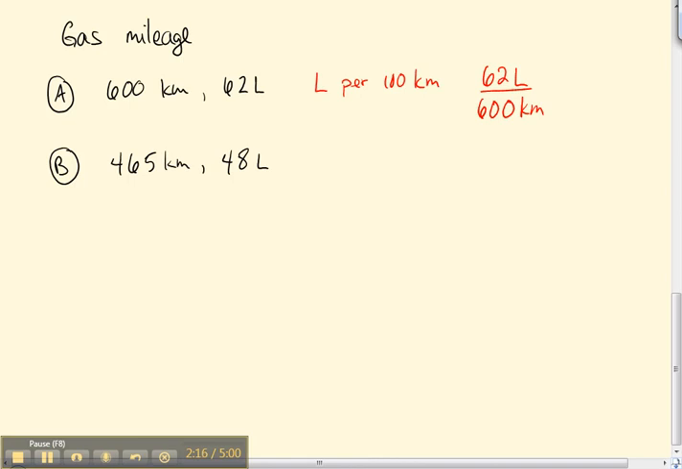Okay, so the gas mileage is 62 liters per 600 kilometers, right? Liters divided by kilometers is what we have to do. But I want it to be in 100 kilometer increments. So I'm going to divide top and bottom here by 6. And that's going to give me my answer. Okay? So for car A, the gas mileage is 10.3 liters per 100 kilometers. That means it takes 10.3 liters of gas to drive 100 kilometers.